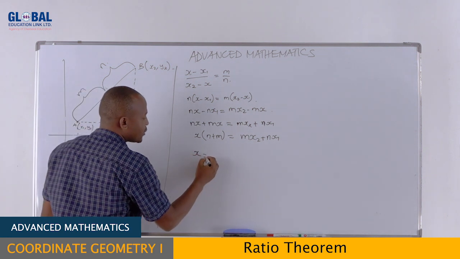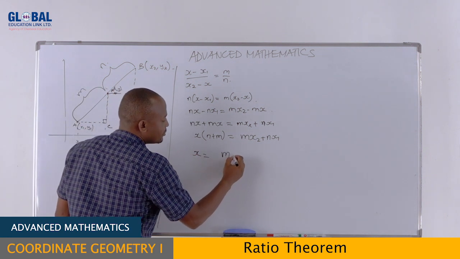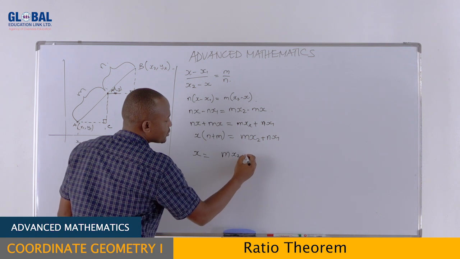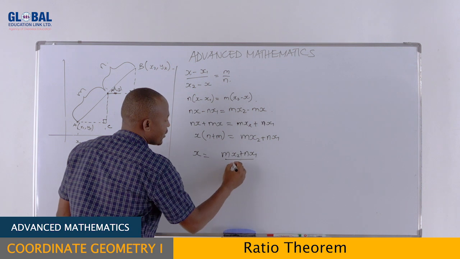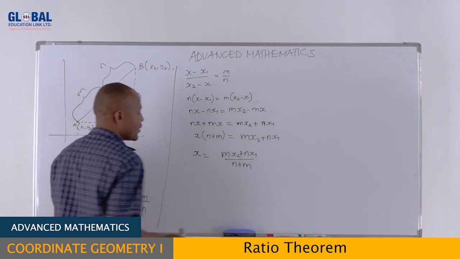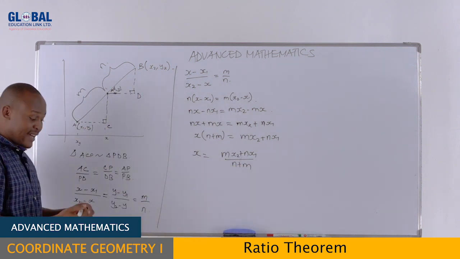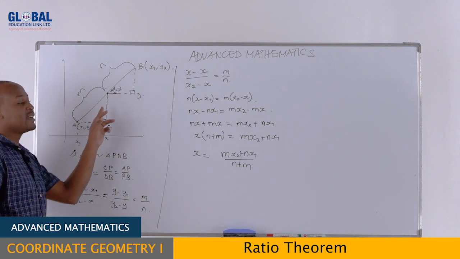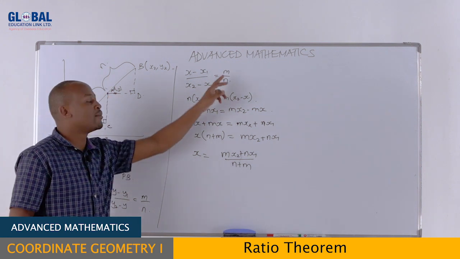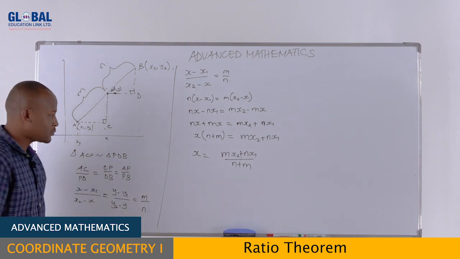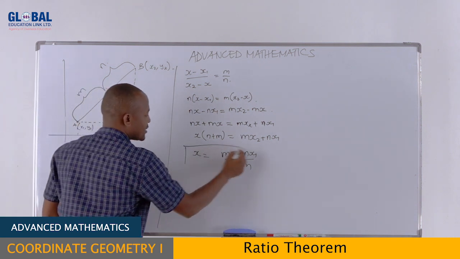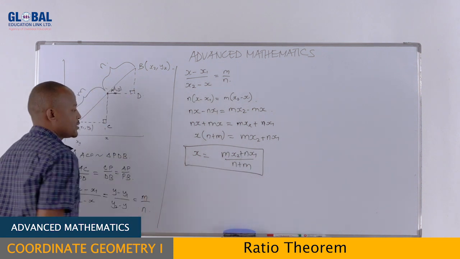And what is our aim? Our aim is to obtain the value of x. That will be x equals (mx2 plus nx1) over (n plus m). So this is the value of x that will divide that line internally in the ratio m to n. So let's retain it there.